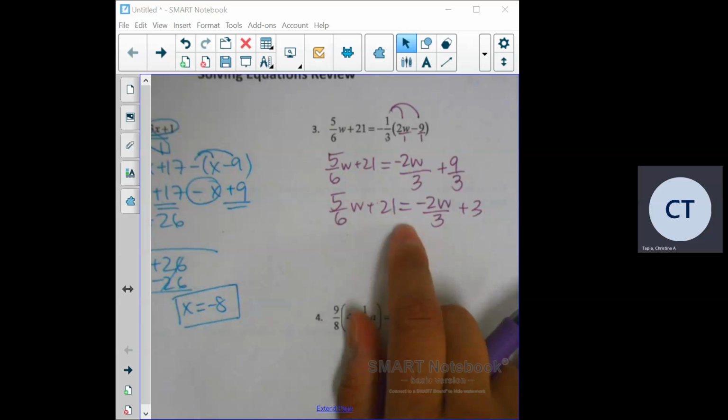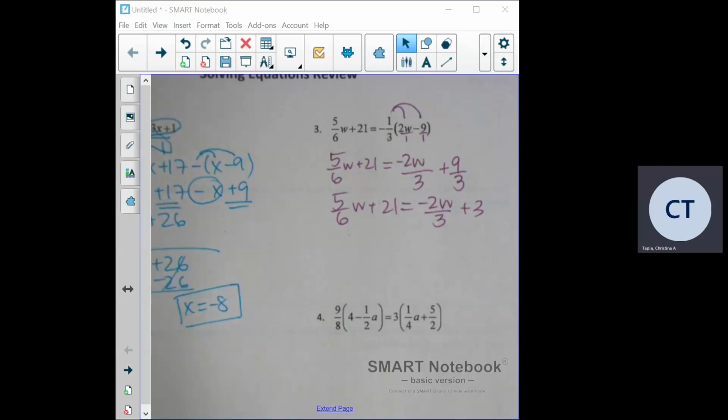How can I get rid of the fraction? I find it easier for all of you if you just get rid of the fraction right off the bat. What can you do? Multiply by the denominator. So you could multiply by both of them, but it's just going to give you larger numbers. So what I would do, you are correct.